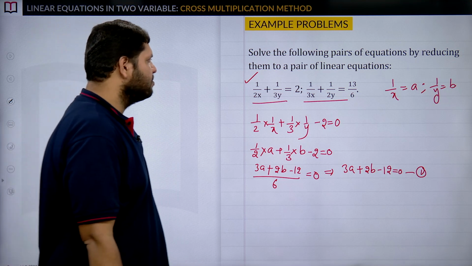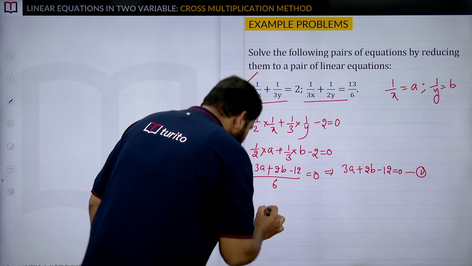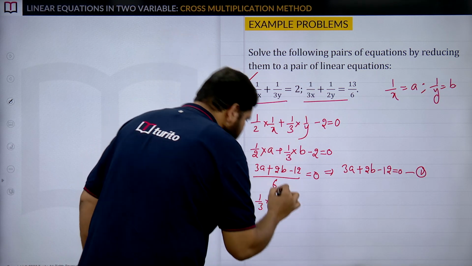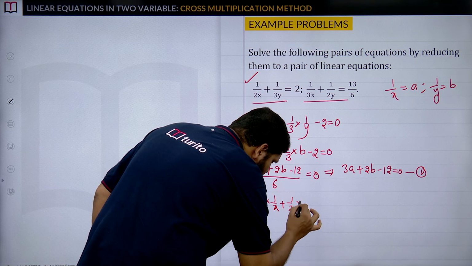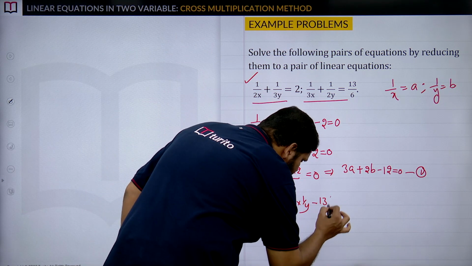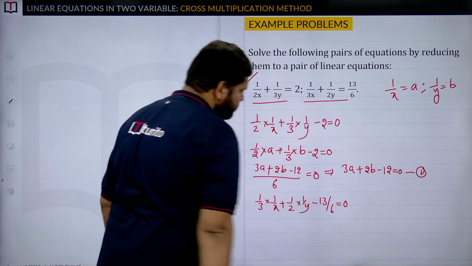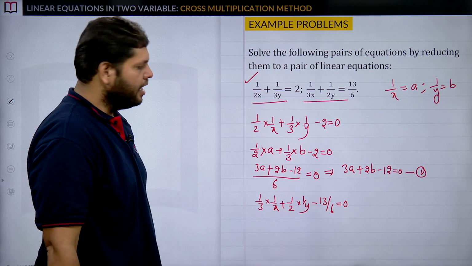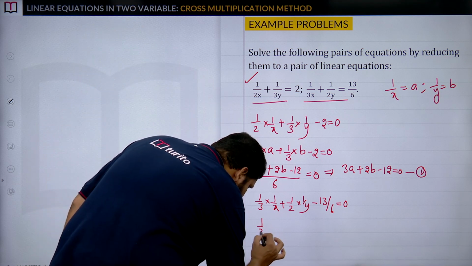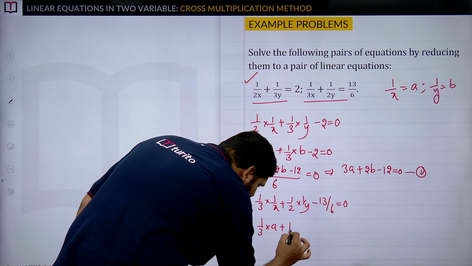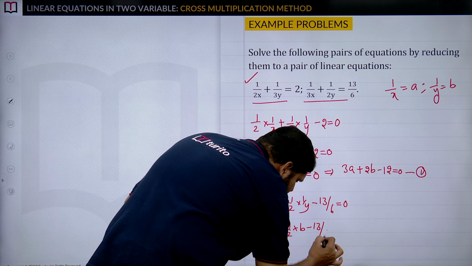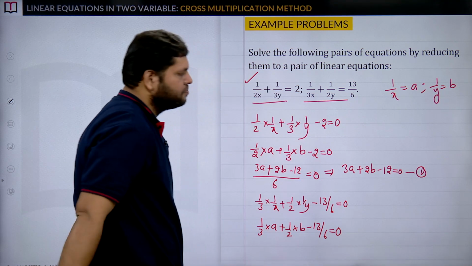And children, take the second equation. So 1 by 3 into 1 by x plus 1 by 2 into 1 by y minus 13 by 6 equal to 0. And children, take 1 by x value is equal to what? Again A. So this is 1 by 3 A, 1 by 2 it is B, minus 13 by 6 is equal to 0.